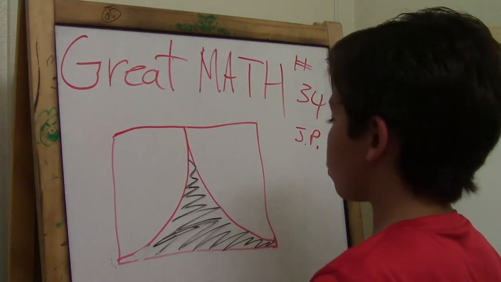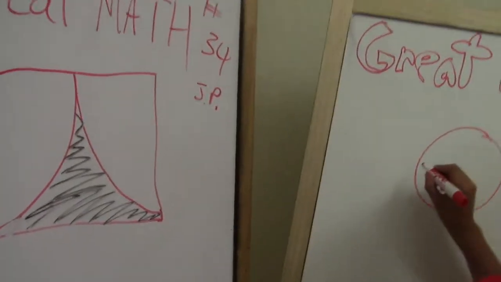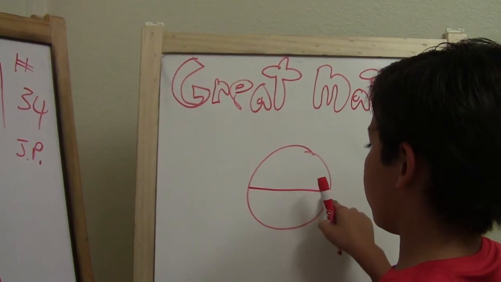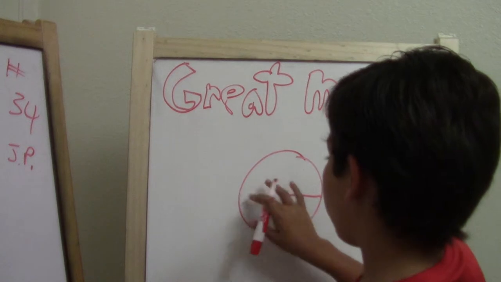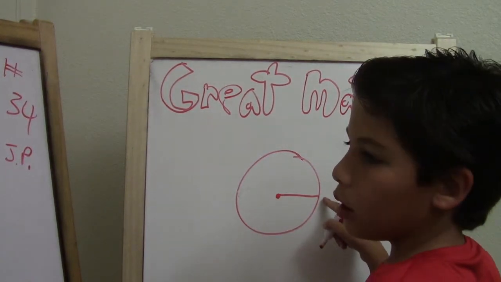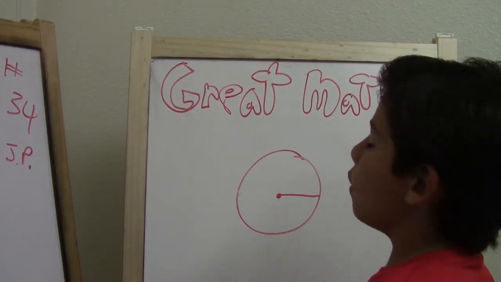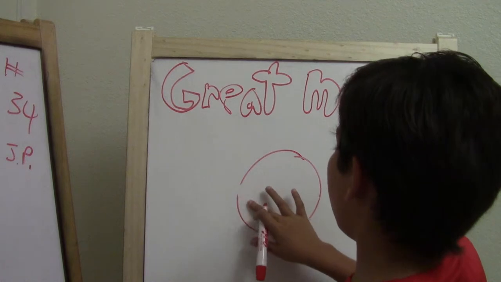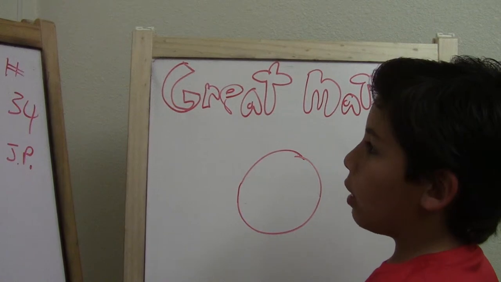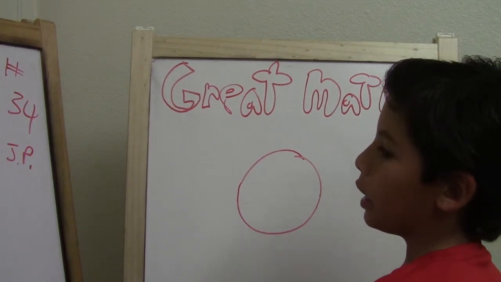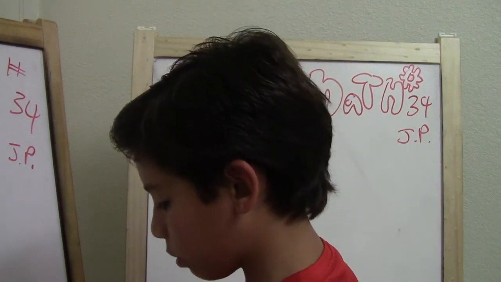So for those who don't know what a radius is, let me explain on this board. The diameter is the entire length to here. The radius is only halfway, from the center to here. The circumference is the entire thing. To get pi, for every circle, if you divide the circumference by the diameter, you get pi. So let's move on.